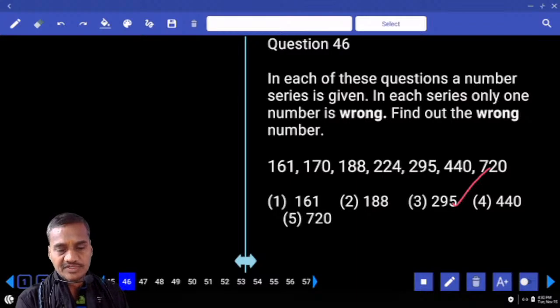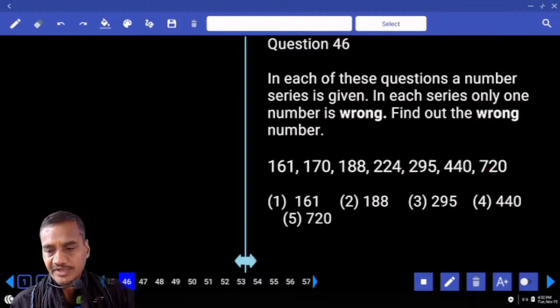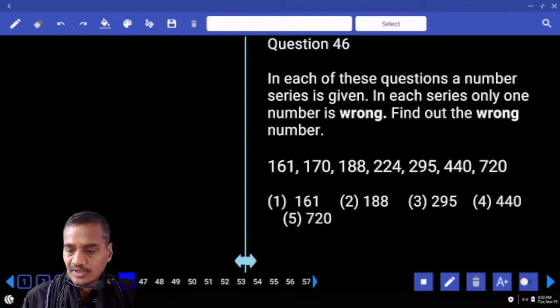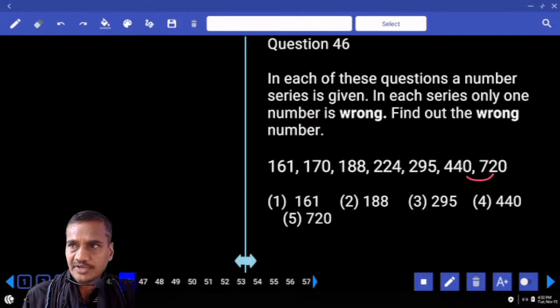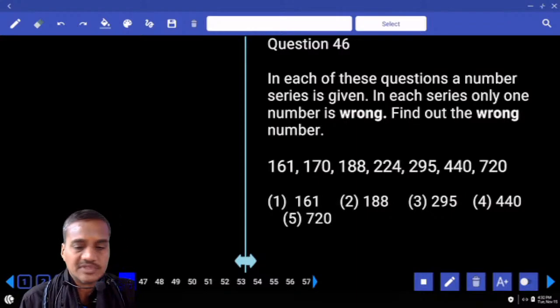Now in this 46 in each of the given, there is a wrong number here. We need to identify the wrong number. 161 and 170. Now if you observe here, from 440 to 720, the number has not at least doubled. Hence it does not come under product or combination. It must be under difference. Then what is the difference between these two?